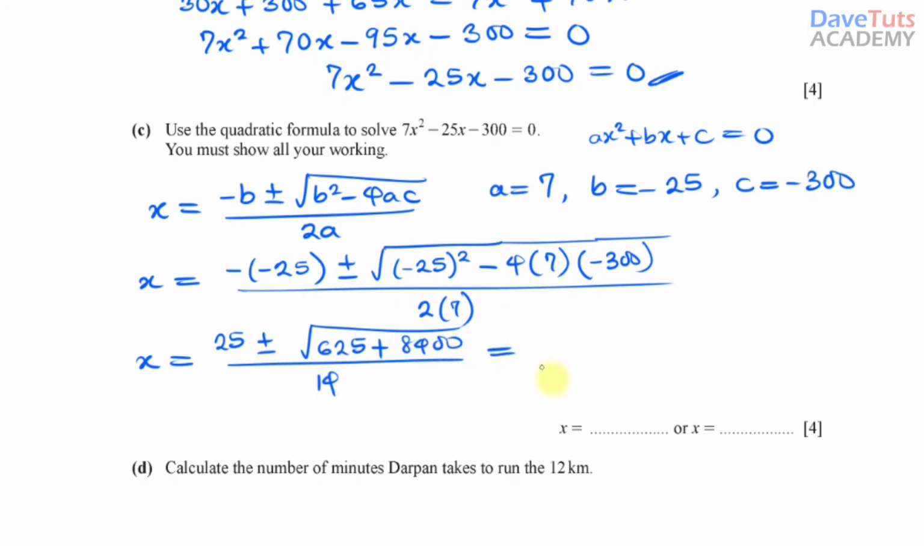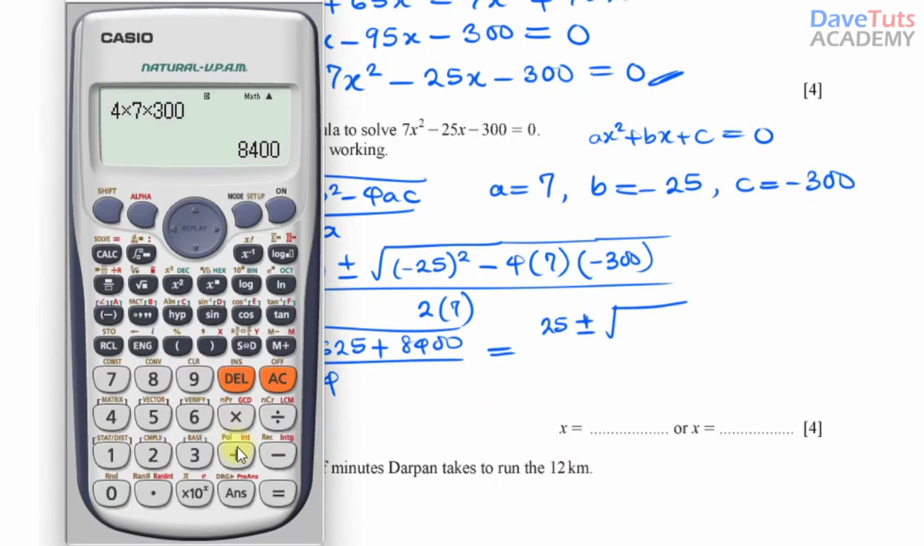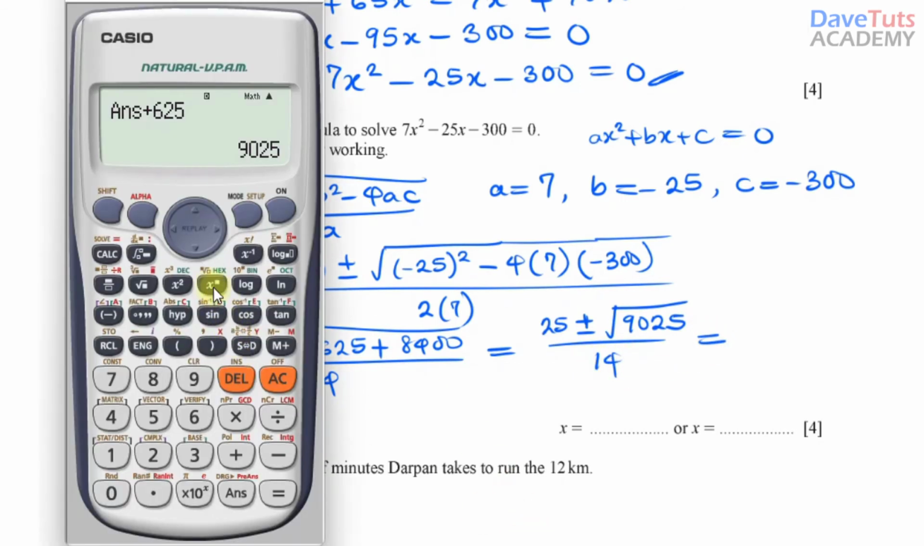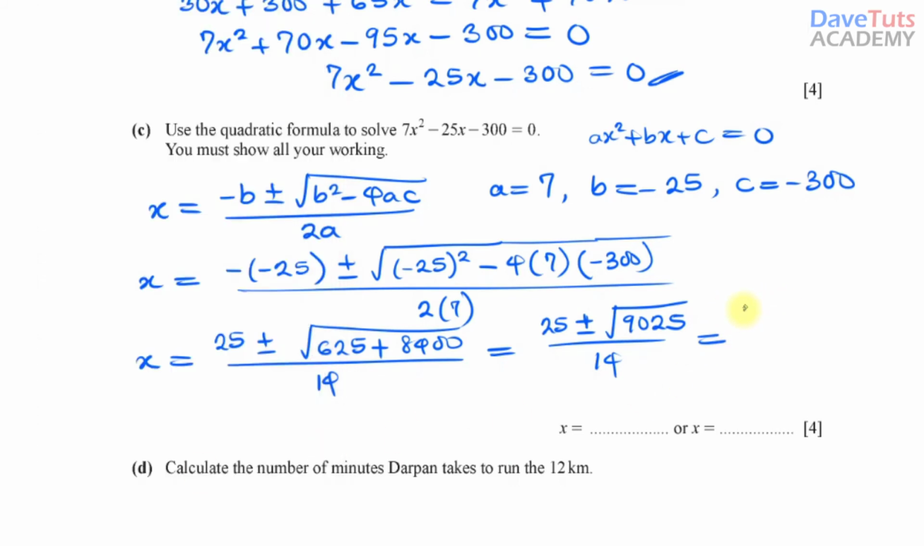Okay, so this we can simplify to be 25 plus or minus the square root of 8400 plus 625, which is 9025, over 14. So we are showing all of this because they asked us to show all of our working. The square root of the answer we just got is 95. So this is 25 plus or minus 95 over 14.